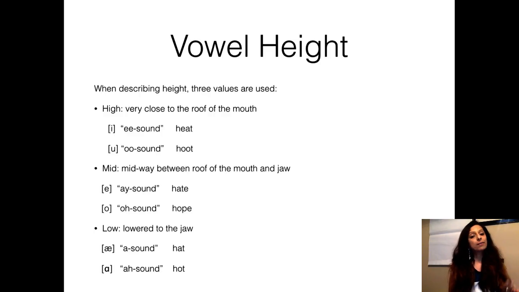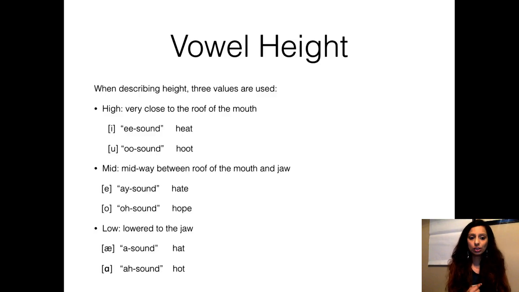And so here are some examples of vowel sounds that are high in the English language. This is E and U, written as the English alphabets I and U. So the E is in heat, and U is in hoot. And then mid vowels are the A sound like hate, and O sound like hope.